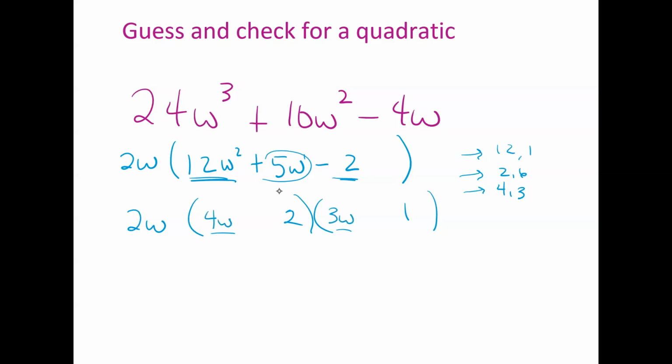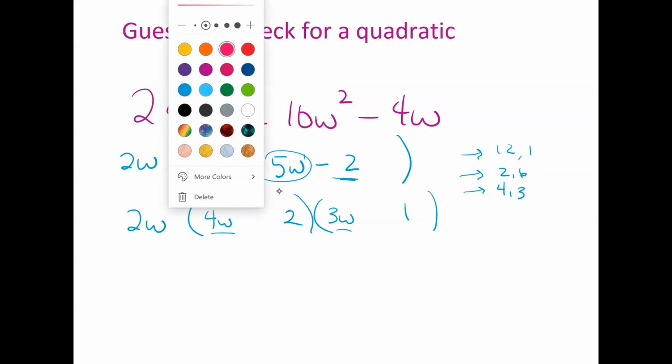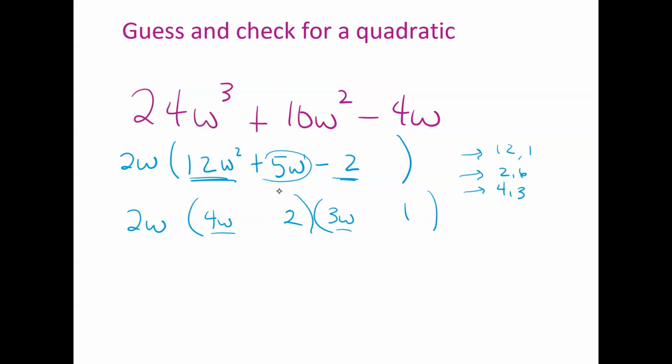4w, 3w. And what I'm going to do is then just, like I said, I'm kind of FOILing in my head. I need to check the outside times the outside and the inside times the inside. So 4 times 1 is 4. 2 times 3 is 6. Well, a 6 and a 4 cannot make a 5. You know, like 6 plus 4 is 10. 6 minus 4 is 2. That is not a 5.